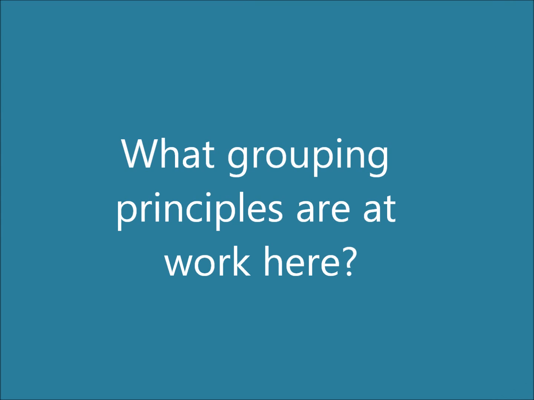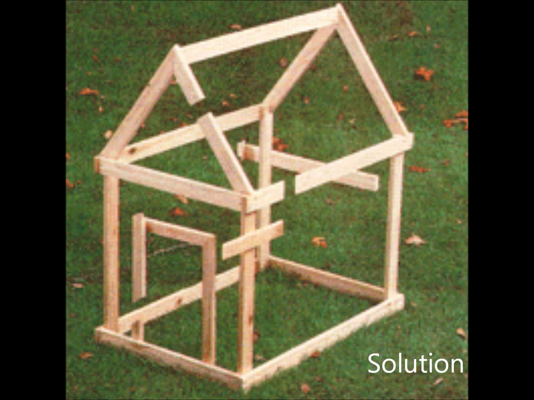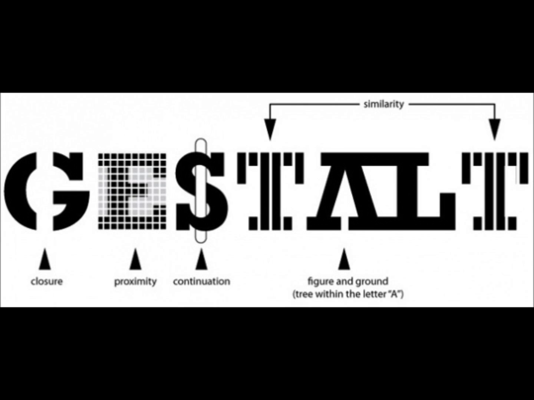So now test yourself a little bit. What grouping principles are at work here? It's continuity and closure. Here's the solution. The angle of the photo causes confusion in the brain, and the brain tries to make sense of it by finishing the lines and closing the gaps. And that's perceptual organization for you through figure ground and Gestalt.